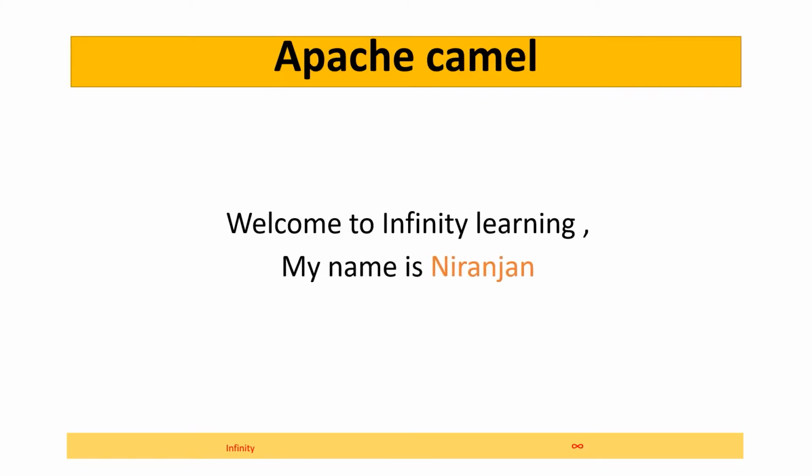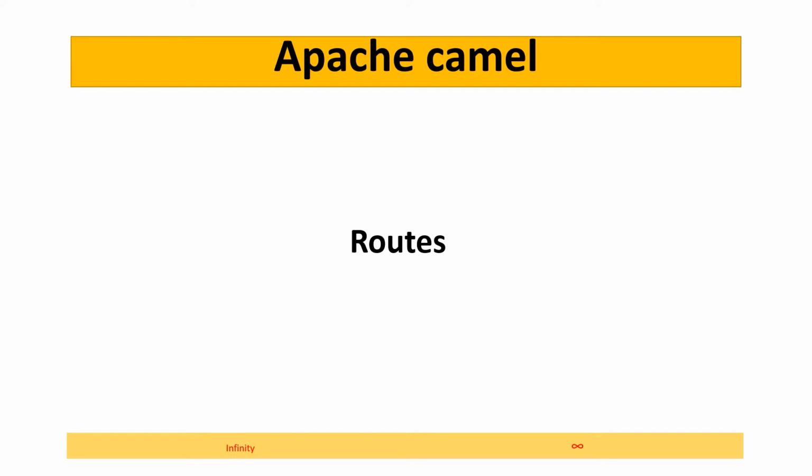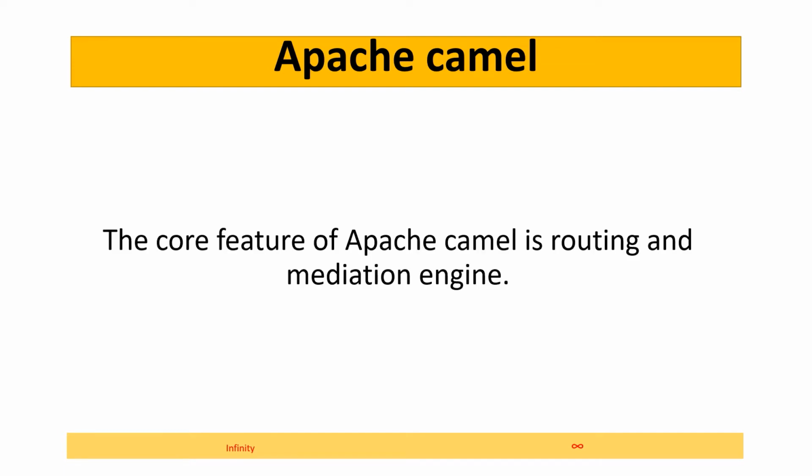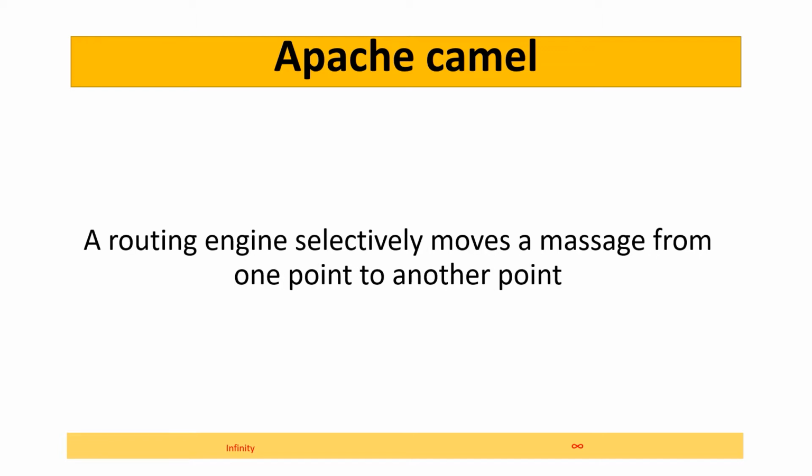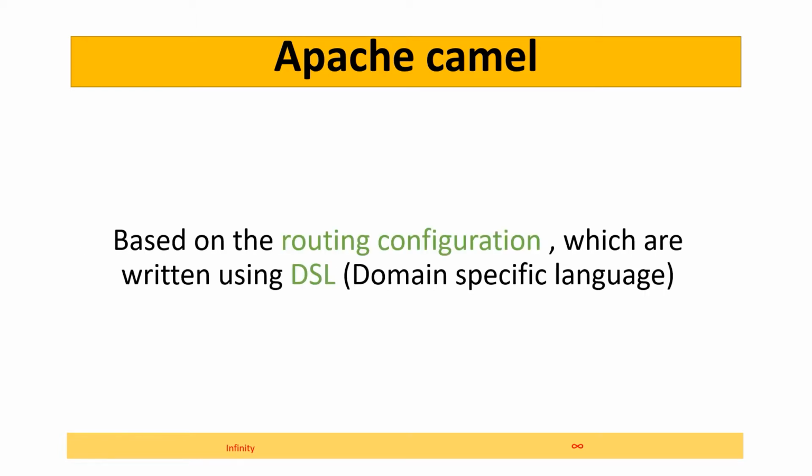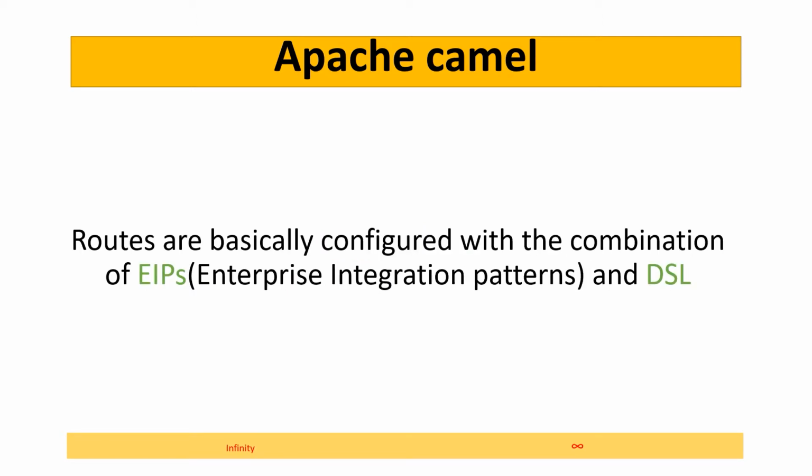My name is Niranjan. Today we are going to look at Apache Camel routes. The core feature of Apache Camel is the routing and mediation engine. The routing engine selectively moves any message from one point to another point based on the routing configurations, which are written in DSL, domain specific languages.